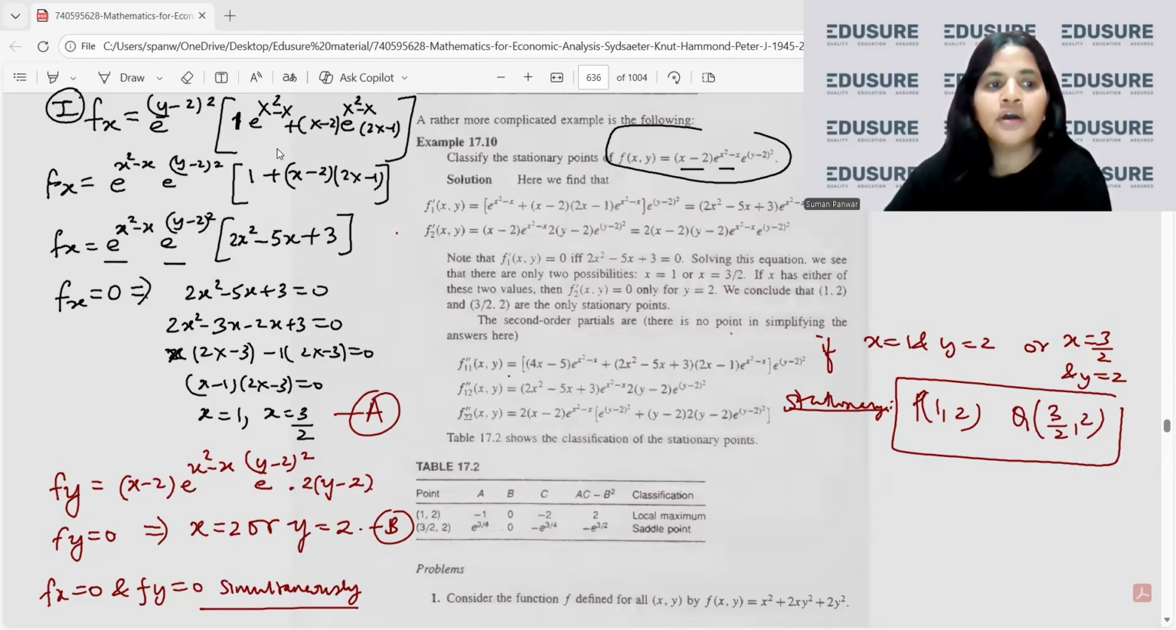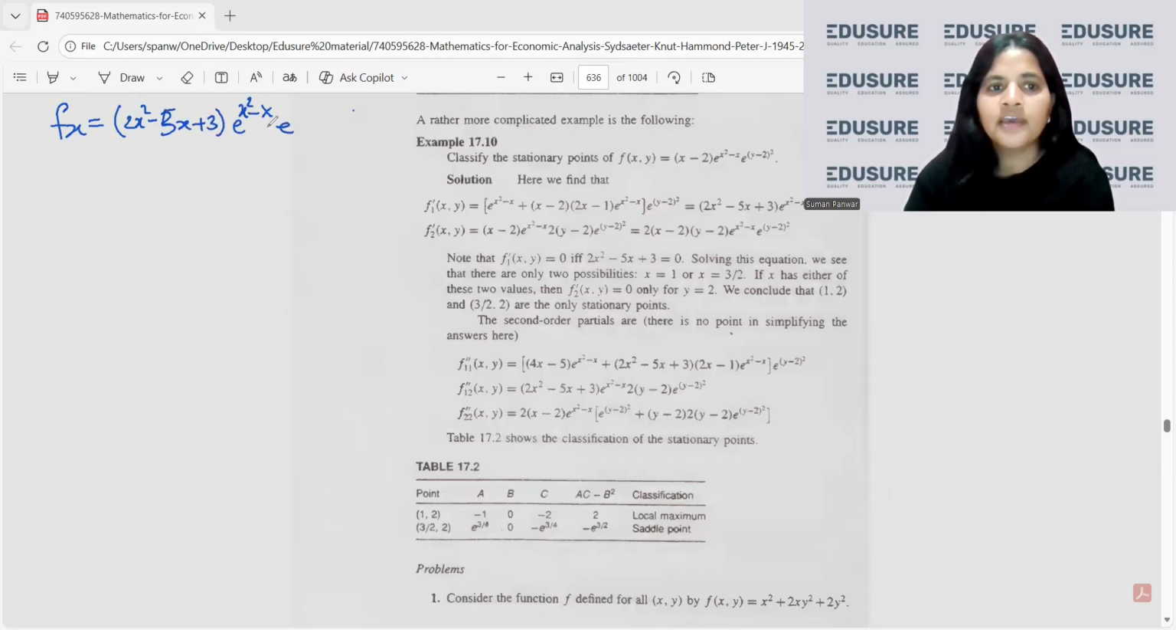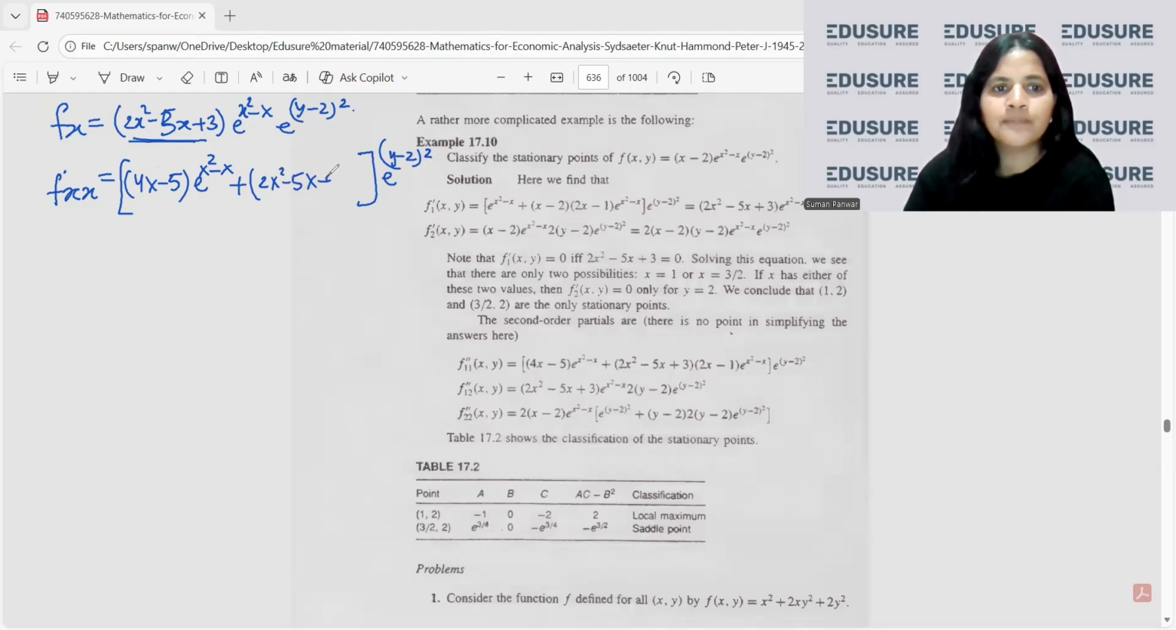Let's start. So now let us start with second order derivatives. So for that, let us first write the first order derivatives again. So the first order derivative fx was (2x square minus 5x plus 3) e raised to the power x square minus x, e raised to the power (y minus 2) whole square. So now I'm differentiating this with respect to x. So fxx. Again this thing is going to be a constant, e raised to the power (y minus 2) whole square. So let us differentiate this. This is (4x minus 5) e raised to the power x square minus x plus (2x square minus 5x plus 3) e raised to the power x square minus x (2x minus 1).